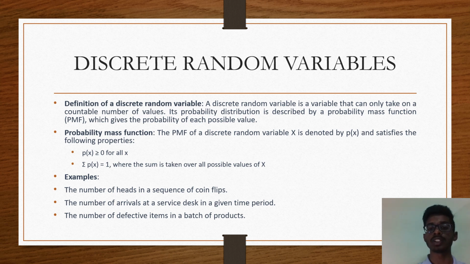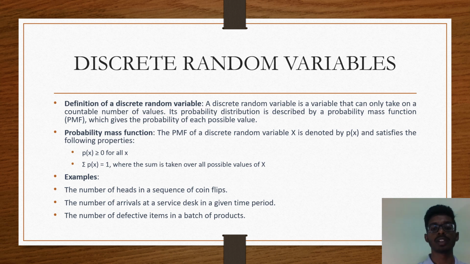Some examples of discrete random variables include the number of heads in a sequence of coin flips, the number of arrivals at a service desk in a given time period, and the number of defective items in a batch of products. These discrete random variables may have applications in several types of distributions such as binomial distribution, Poisson distribution, and normal distribution, etc.